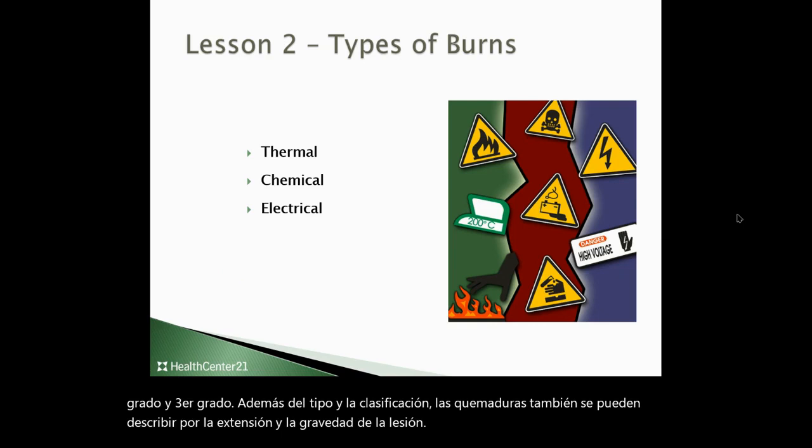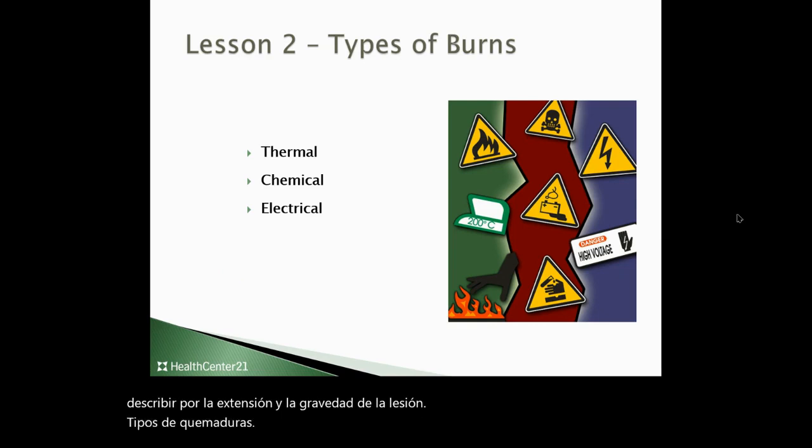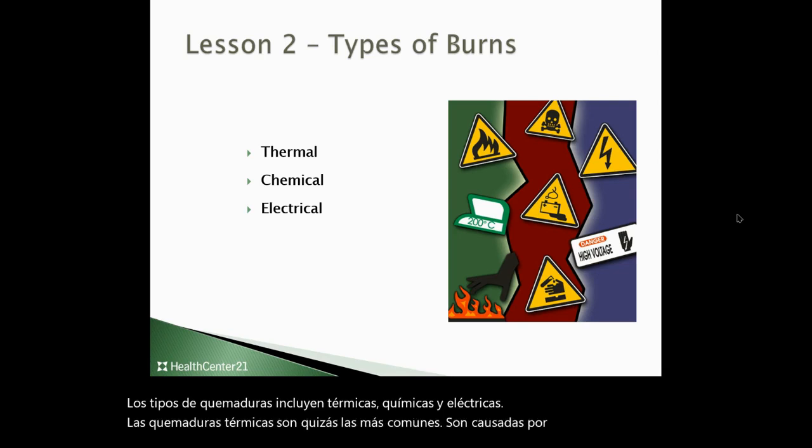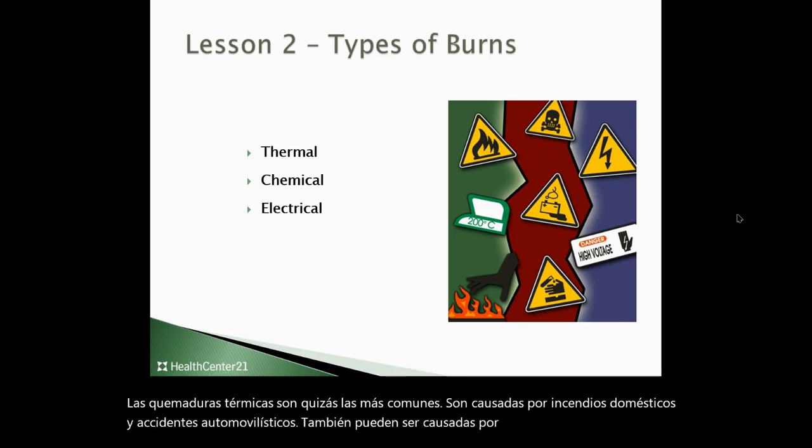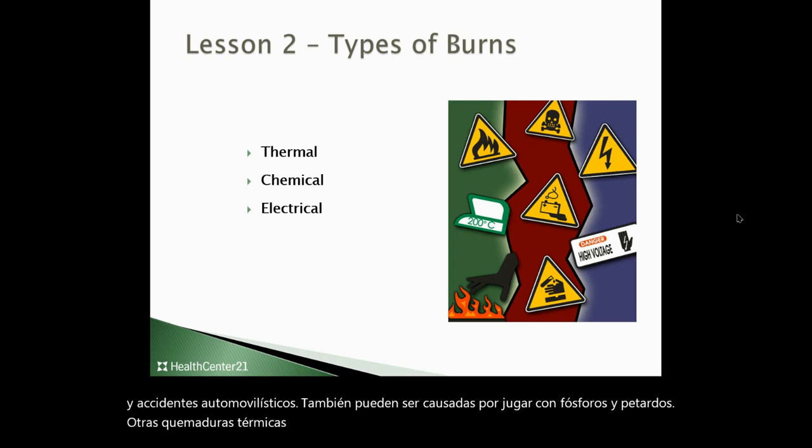Types of burns. Types of burns include thermal, chemical, and electrical. Thermal burns are perhaps the most common. They are caused by house fires and car accidents. They can also be caused by playing with matches and firecrackers. Other thermal burns are caused by scalding water, irons, stoves, and sunburn.